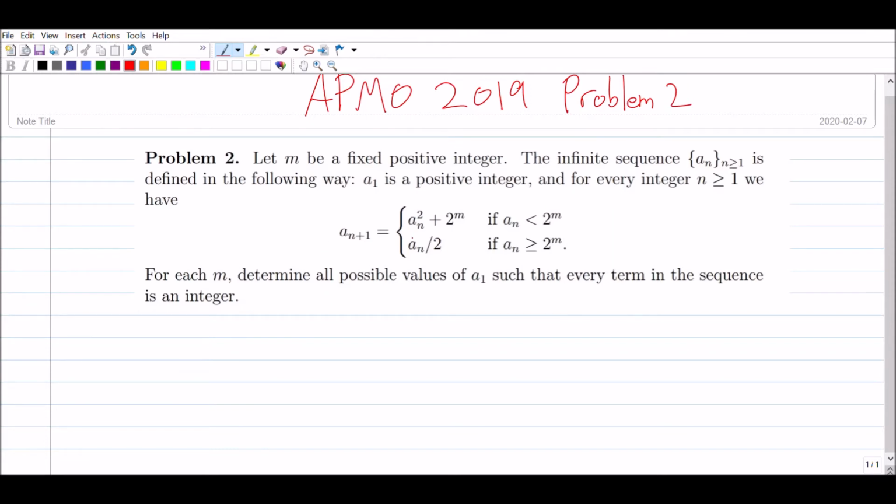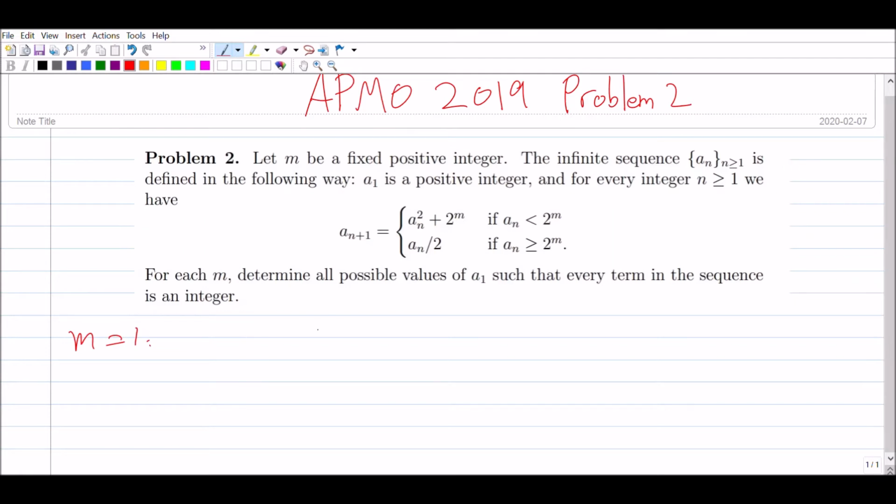a_(n+1) equals a_n squared plus 2 to the power m if a_n was less than 2 to the power m, and is equal to a_n divided by 2 if a_n is greater than or equal to 2 to the power m. So for each m, we determine all possible values of a_1 such that every term in the sequence is an integer. So now since m is a positive integer, we start with the case where m equals 1.